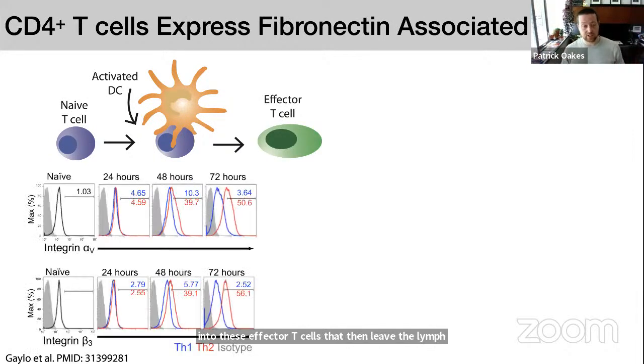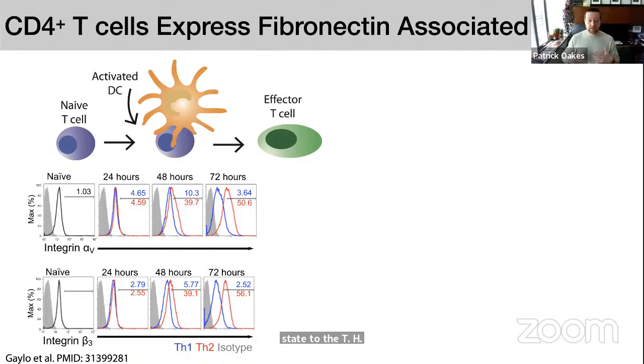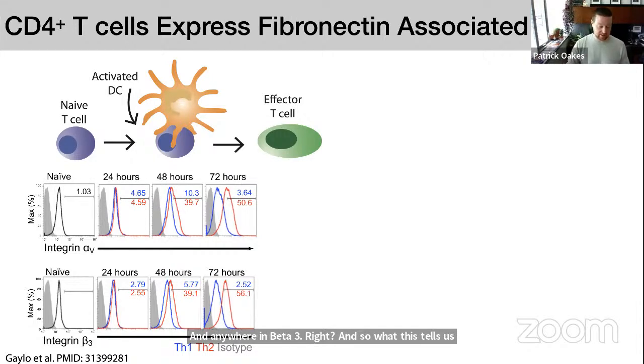And the reason that we chose this was because our collaborator, Deb Fowell, had shown that when you move from the naive state to the Th1 or Th2 subset of these cells, they actually upregulate integrin alpha V and integrin beta 3, right? And so what this tells us is that they're gonna have the right machinery to be able to interact with fibronectin specifically, right?